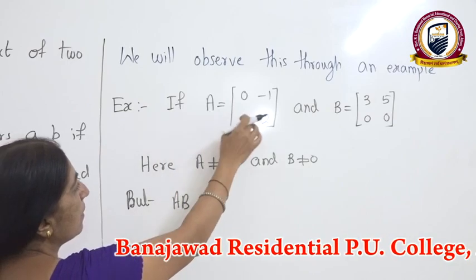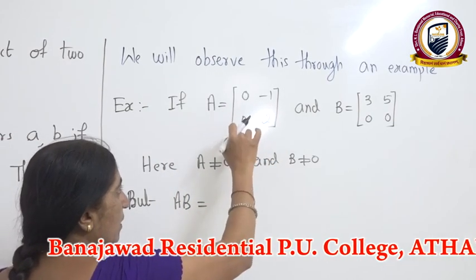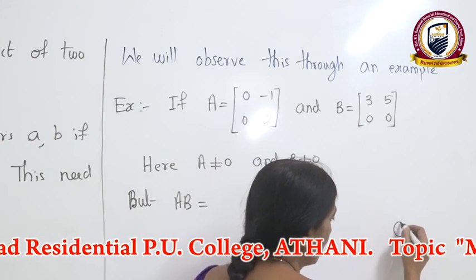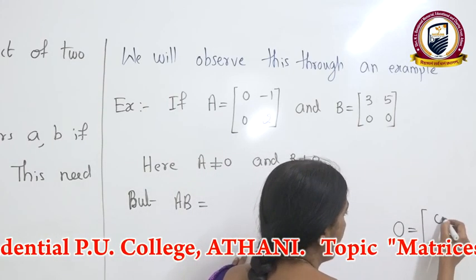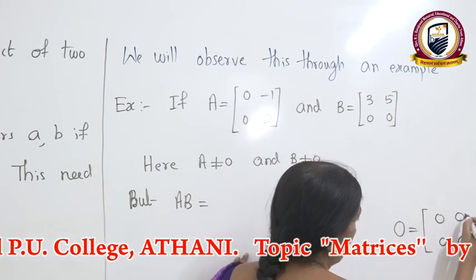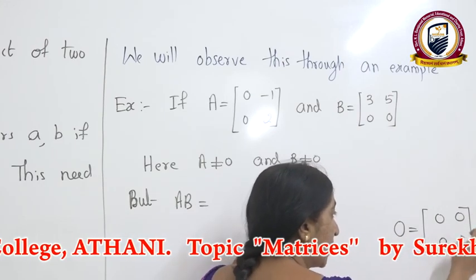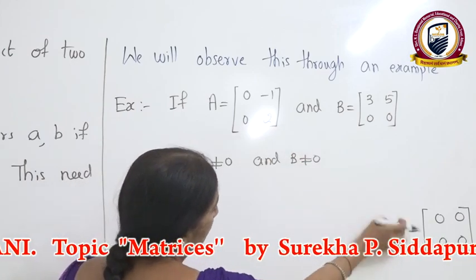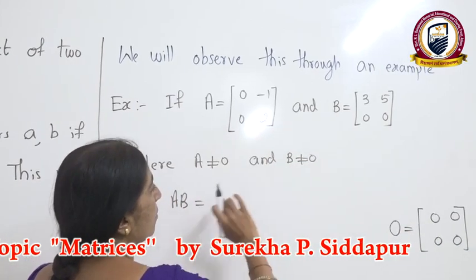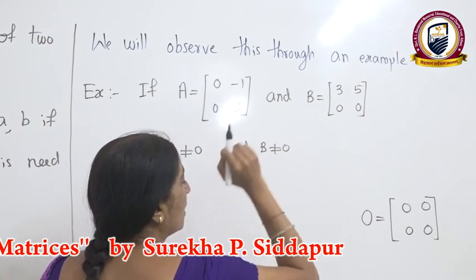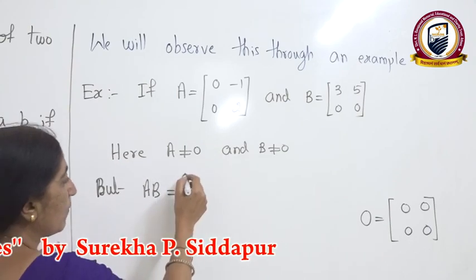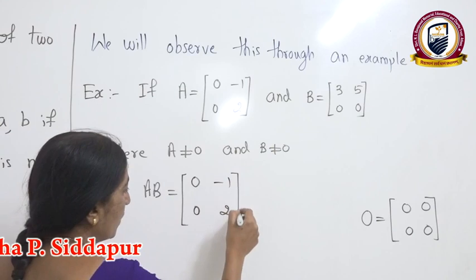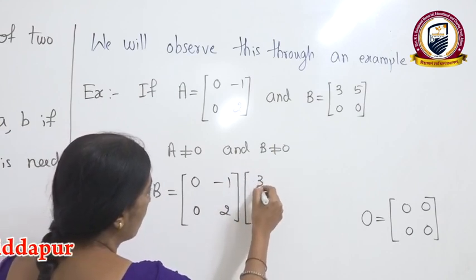See, I am explaining with the help of an example. Here A is this matrix. Is it a 0 matrix? No. Already you are familiar with the 0 matrix. Then what is a 0 matrix? If all the elements of the matrix are 0, then it is called a 0 matrix. Then is it a 0 matrix? No, it is not a 0 matrix. What about B? That is also not a 0 matrix. And when you are multiplying them, see the answer.